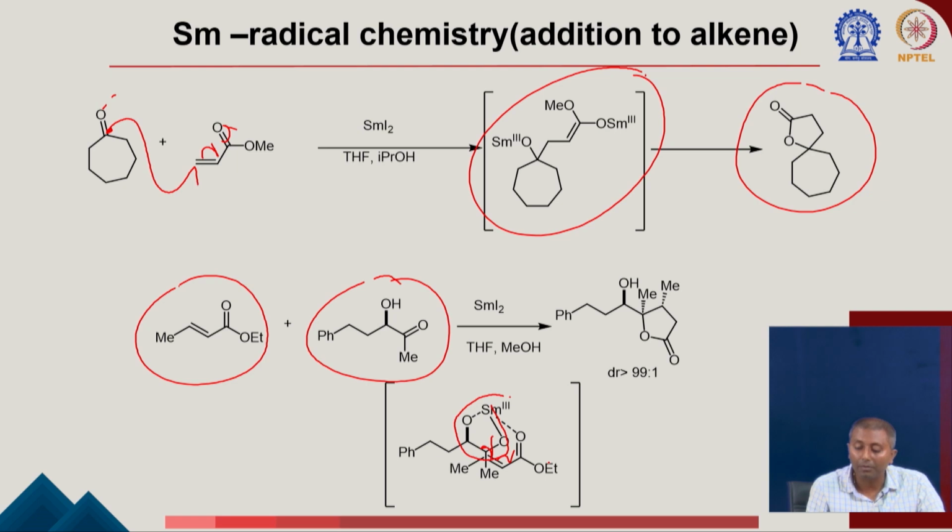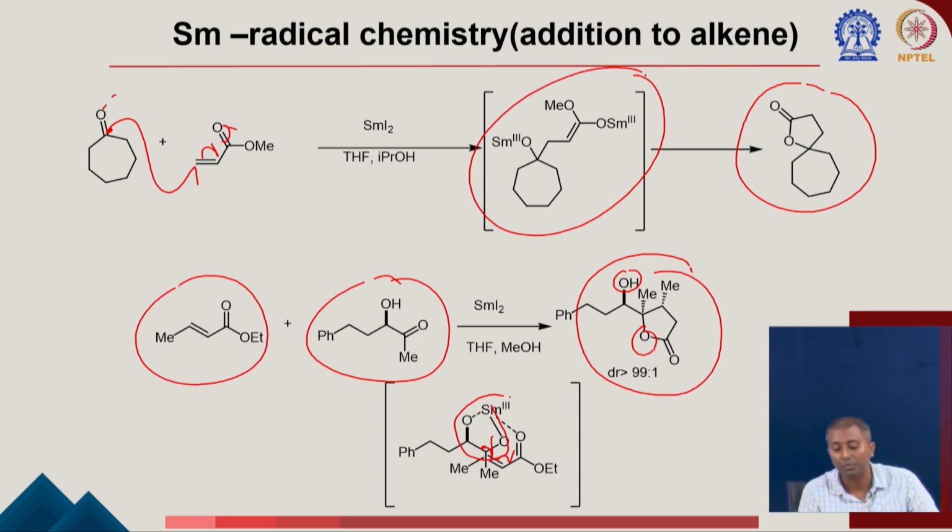Now you can see finally in the product, these two oxygens are on the same side, this OH, and it is now going to add to this ester. It is going to add here first, and then at the end this alcohol which is going to form will form a lactone by reacting with the ester. And here methanol was used as a protic acid, which can give a proton source.